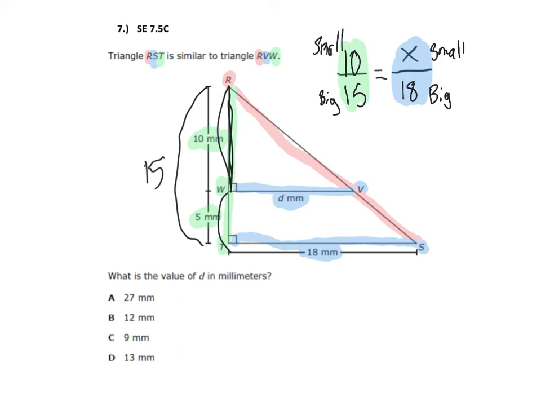So now we need to cross multiply. 18 times 10, which is 180. So then we do 180 divided by 15. 15 goes into 1 0 times, into 18 once. That's 15. 15 goes into 30 twice. So our answer is 12.